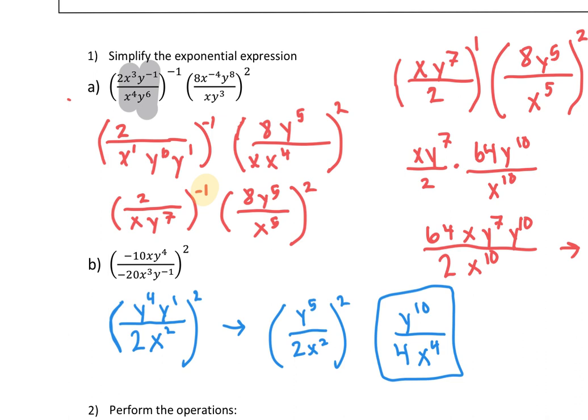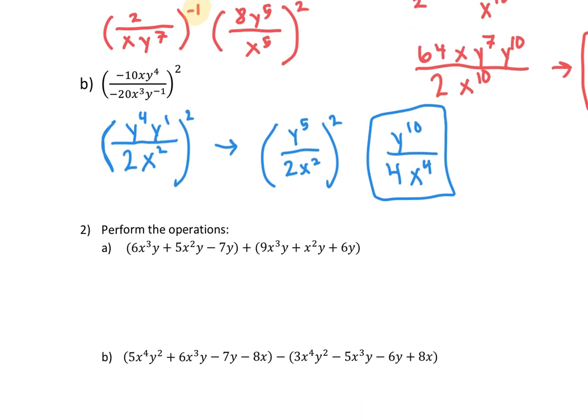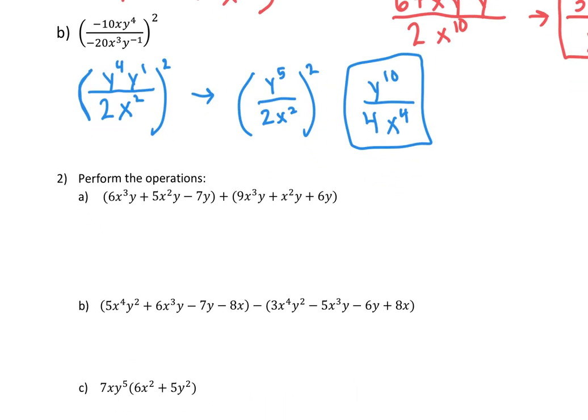So those are our two problems that are exponents. There will probably be an easier one like B on the multiple choice and a harder one on the written section. So let's go to these next questions. It says perform the operation.